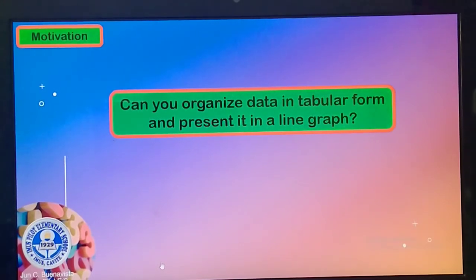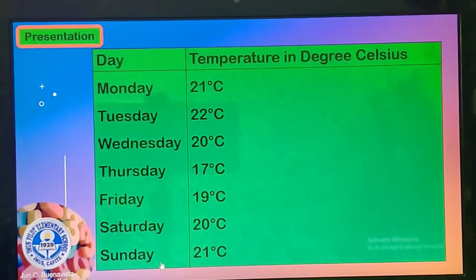Alright, so this morning we're going to study how to make a line graph and how to interpret the data presented by a line graph. Okay, so look at the table, class. So we have the day and the temperature in degrees Celsius. Monday, we have 21 degrees Celsius. Tuesday, 22 degrees Celsius. Wednesday, 20 degrees Celsius. Thursday, 17 degrees Celsius. Friday, 19 degrees Celsius. Saturday, 20 degrees Celsius. And Sunday is 21 degrees Celsius.